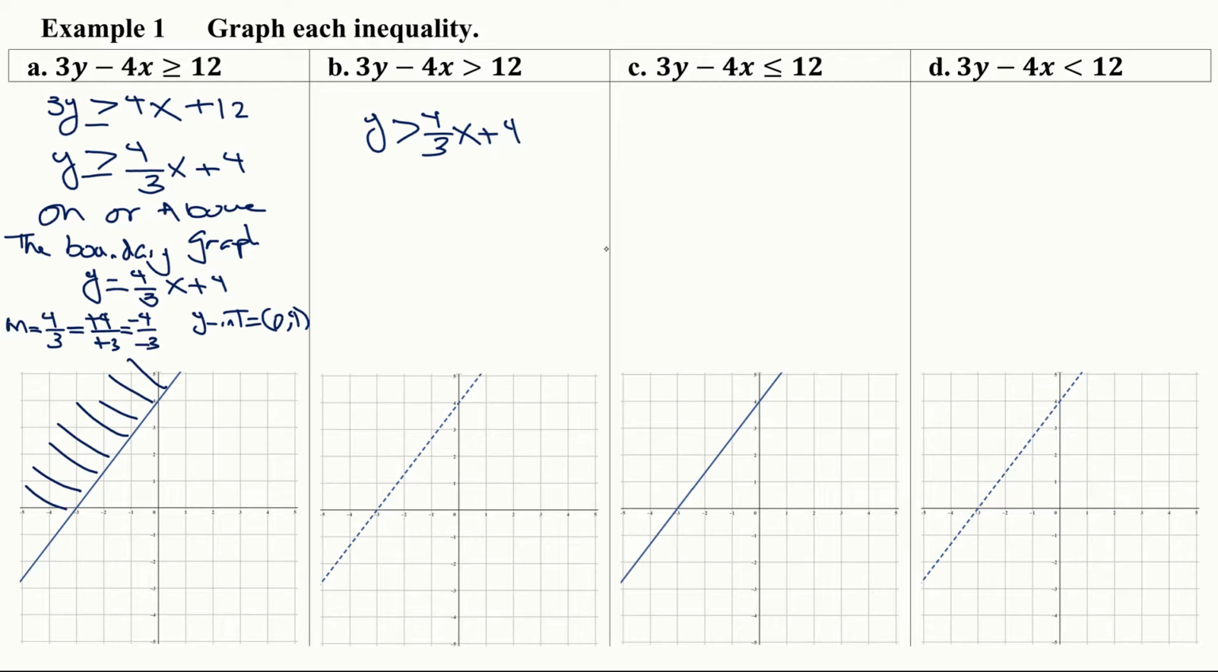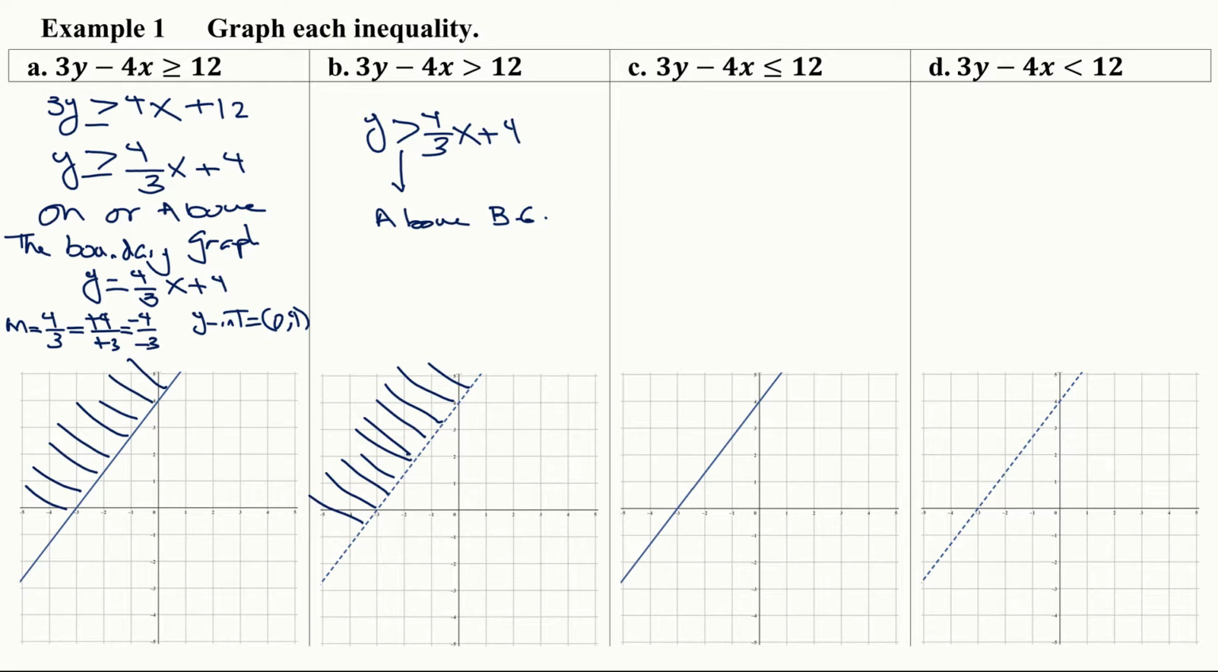So when you see greater than, just remember that's going to indicate above. Above the what? The boundary graph. All right, so we would only shade that part, okay?